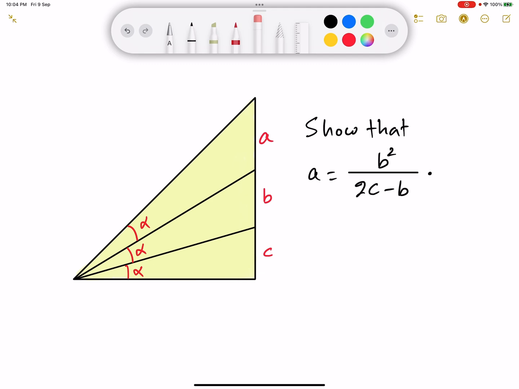If you want to give this problem a try, then pause this video, give it a try, and then keep watching this video for a solution.